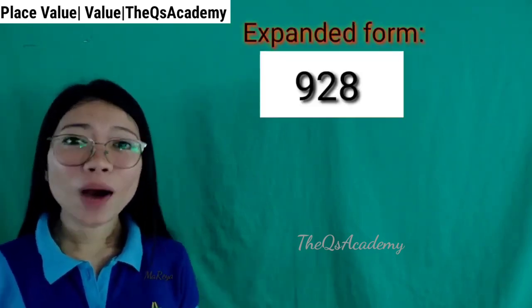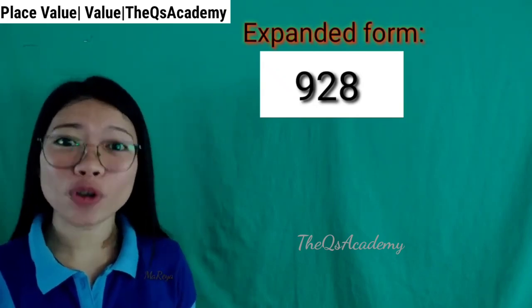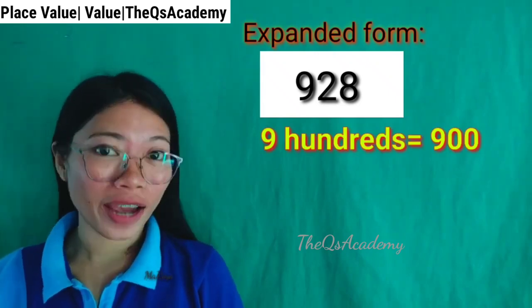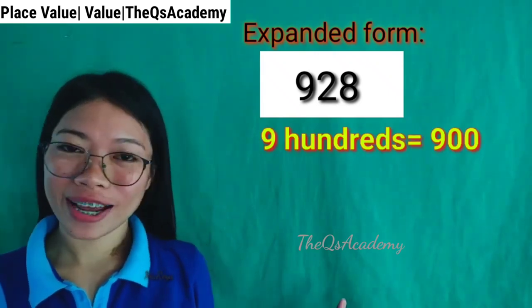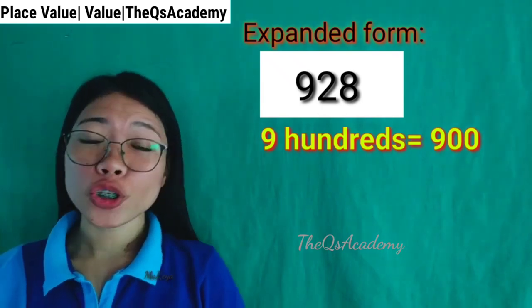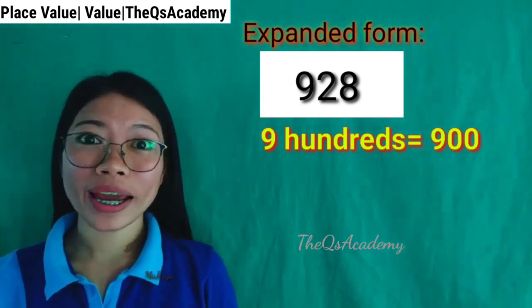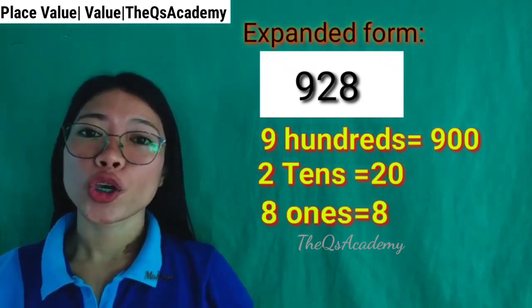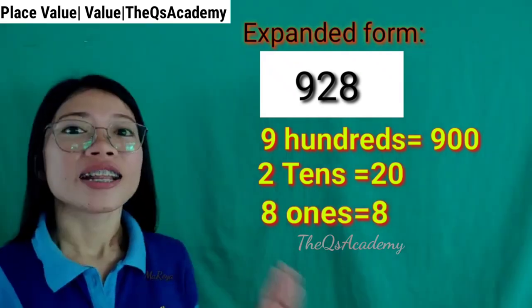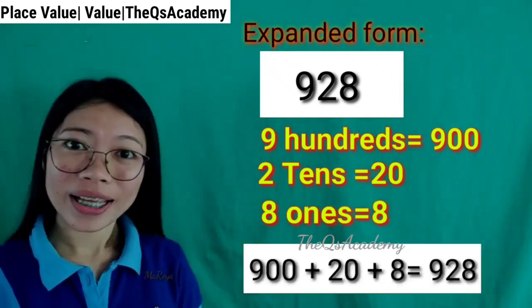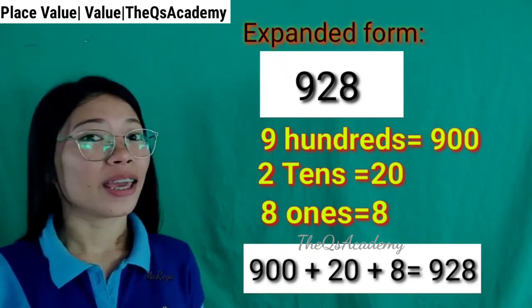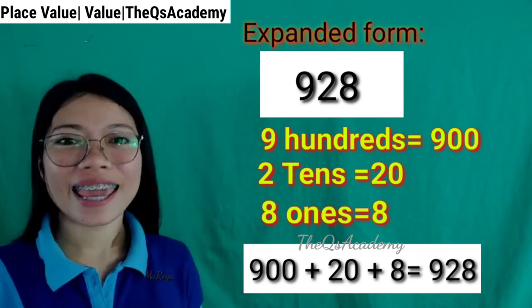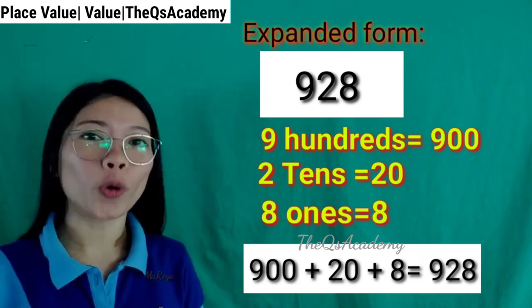928. How will you expand 928? There are 9 hundreds, so you will write 900. Then there are 2 tens, you will write 20. And then 8 ones, you will write 8. 900 plus 20 plus 8 equals 928. That is the expanded form.